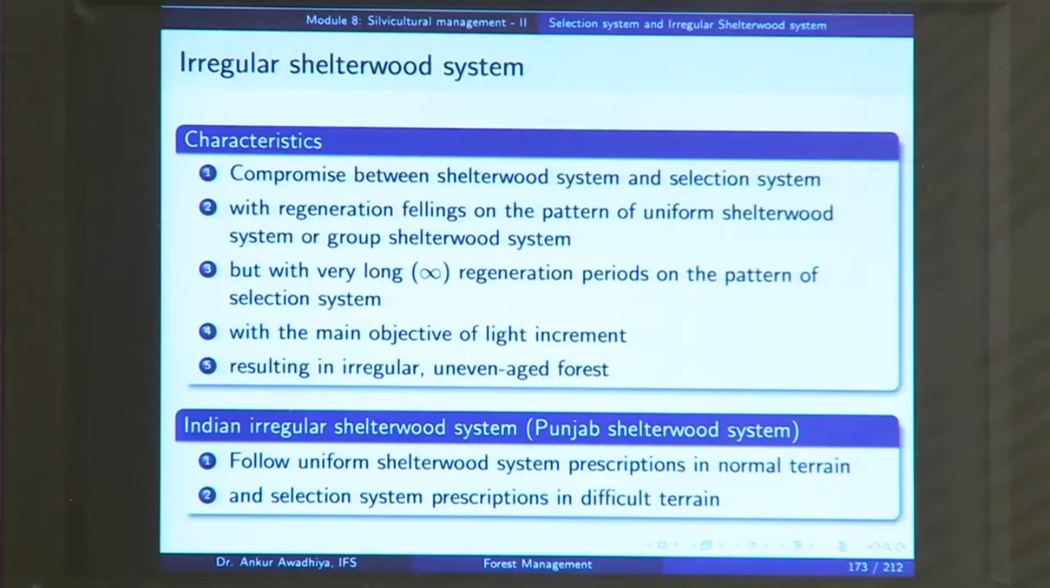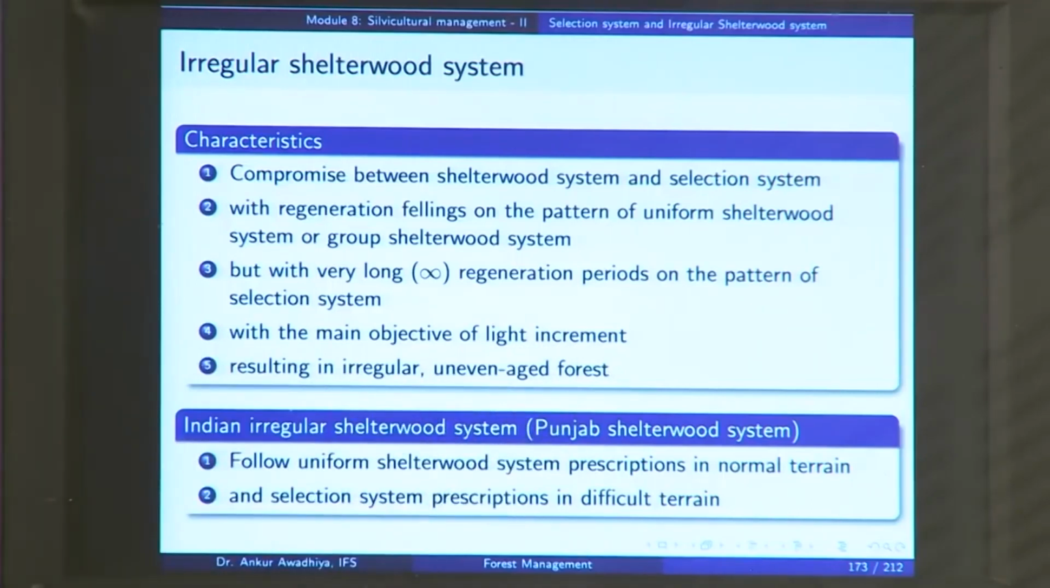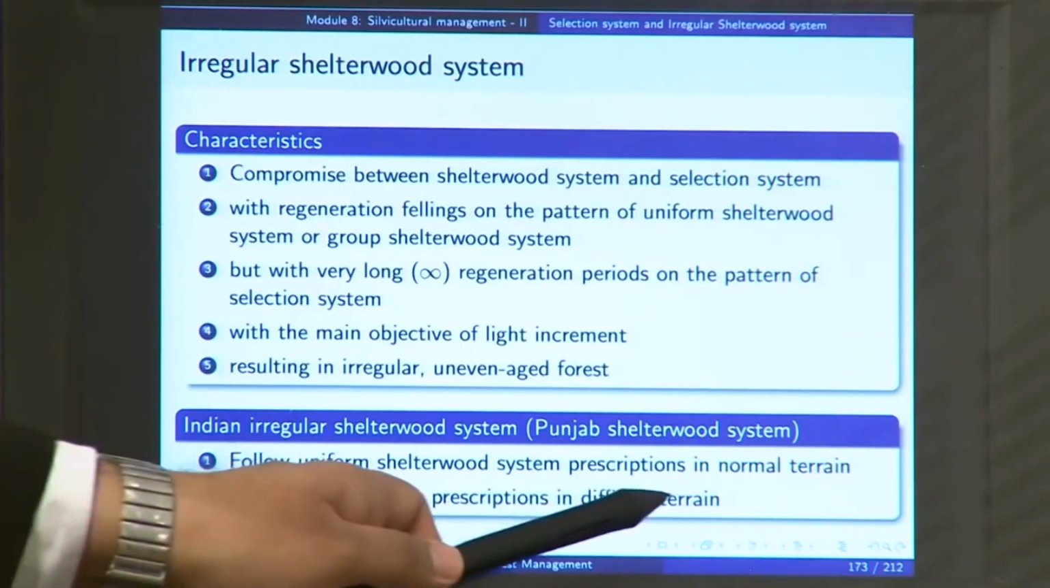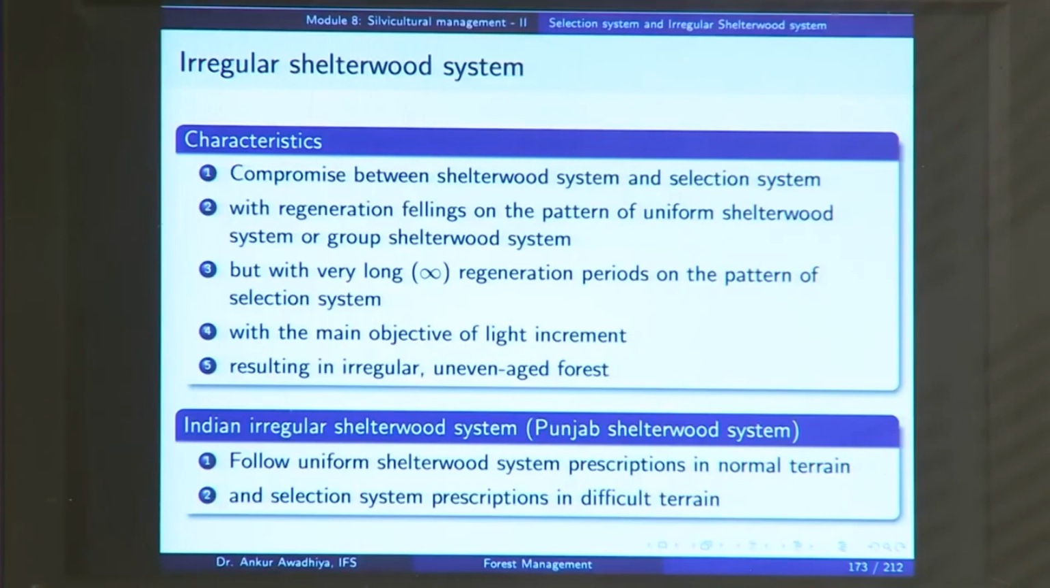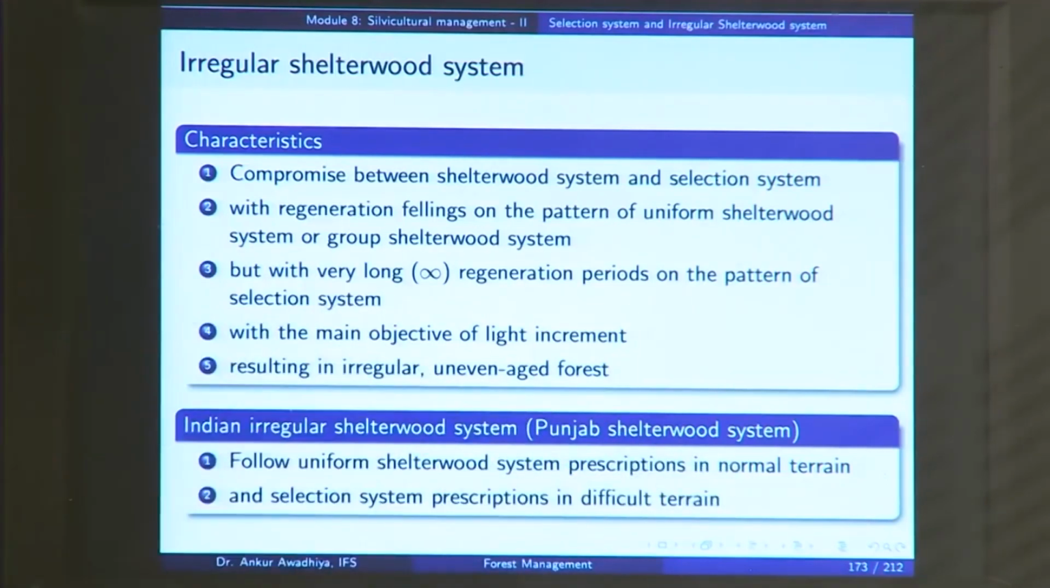So, a good example is the Indian irregular Shelterwood system, also known as the Punjab Shelterwood system. And what do you do here? If you have a terrain that is difficult, if you have a rugged terrain, if you have a hilly area, you go for a selection system, plain and simple. But if you have a normal terrain, you go with a uniform Shelterwood system. So, this is a combination of a selection system as well as a Shelterwood system.